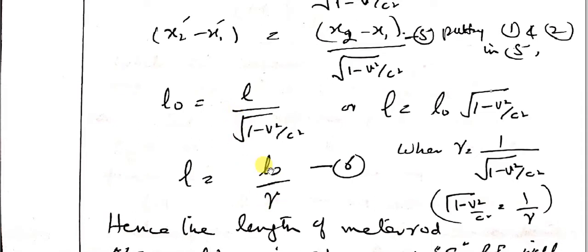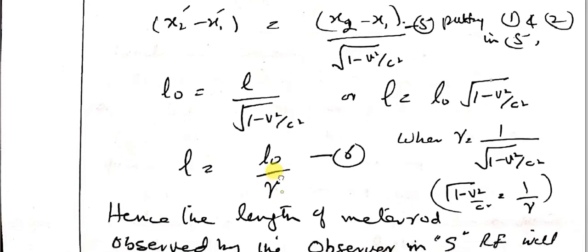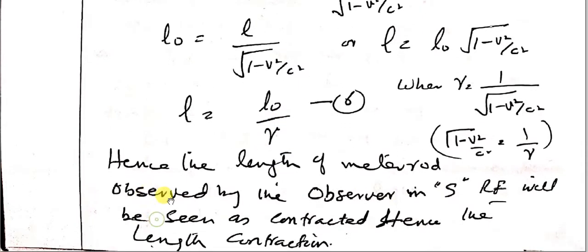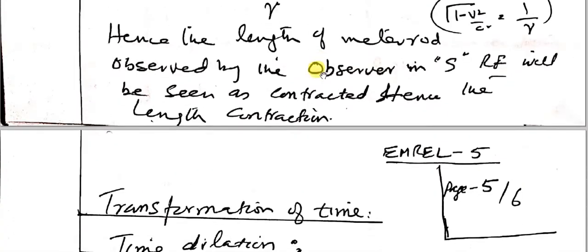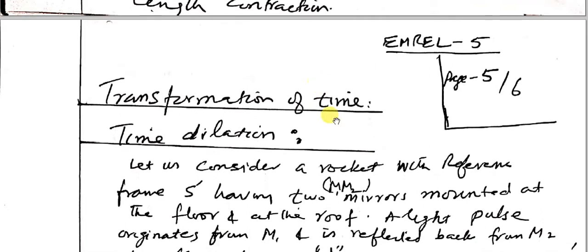Hence the length of the meteoroid observed by the observer in the S reference frame will be seen as contracted or shortened. Hence the length contraction is observed at the relativistic level whenever things move with relative velocities close to the speed of light. The second consequence of this relativity is the transformation of time, that is the time dilation.